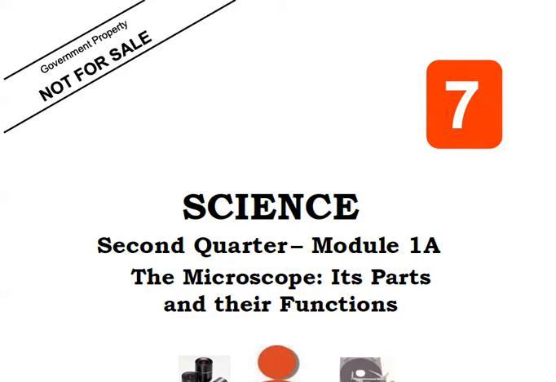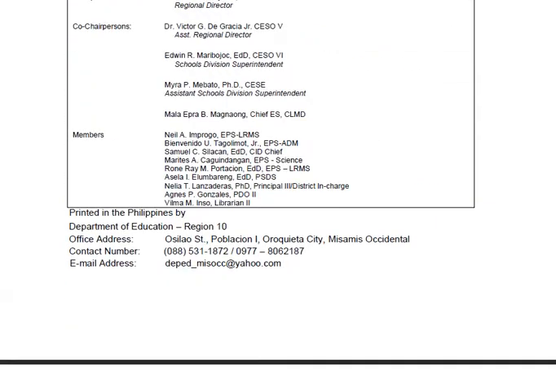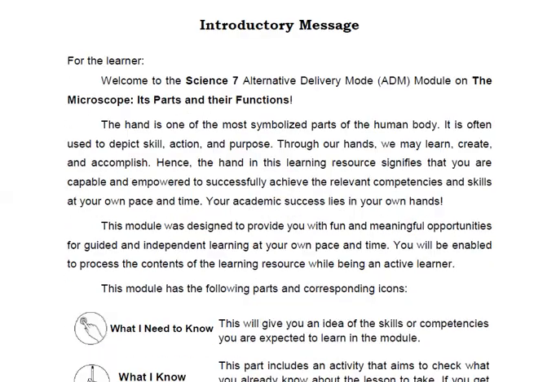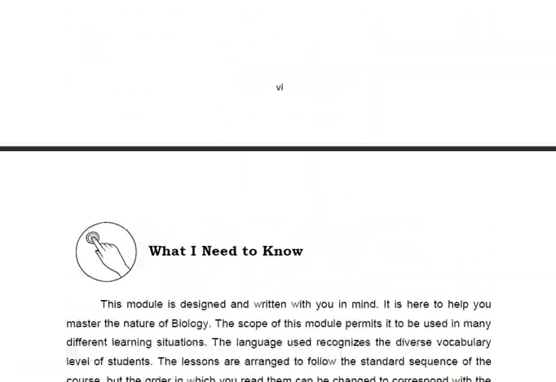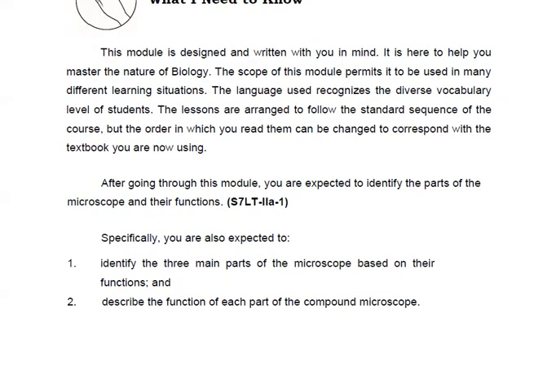The microscope and its parts and their functions. So today our main objective here is to learn the three parts of the microscope based on their function and to describe the function of each part. So the three main parts of the microscope and the function for each part of the compound microscope. So the microscope is also known as the compound microscope here.